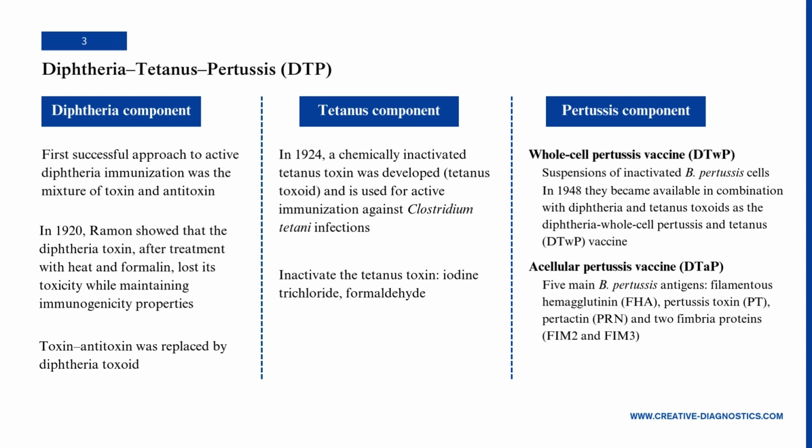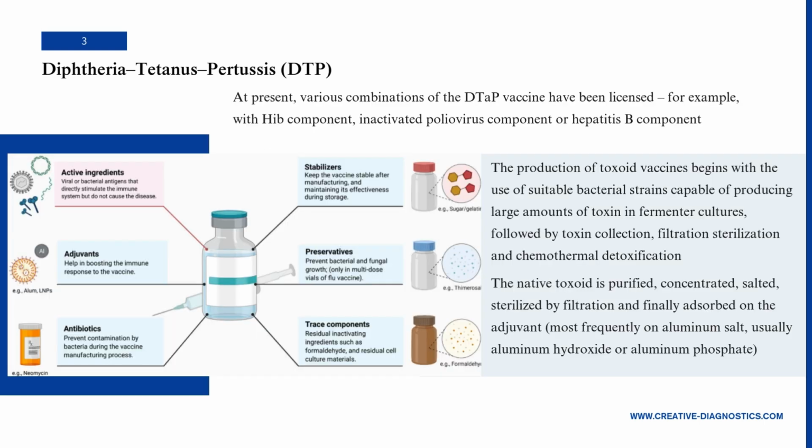Current pertussis vaccines are based on various combinations of the 5 main pertussis antigens, including filamentous hemagglutinin, FHA, pertussis toxin, PT, pertactin, PRN, and 2 Fimbria proteins, FIM2 and FIM3. The DTaP vaccine has fewer side effects and is better tolerated. DTaP vaccines have been produced all over the world.